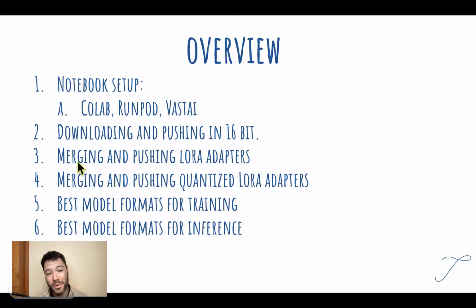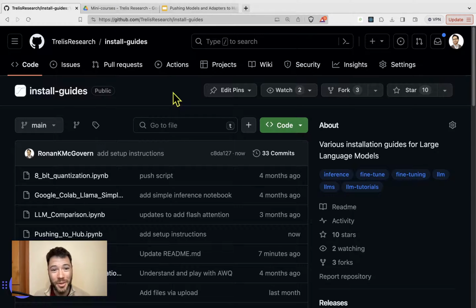Next, I'll go through the same process, but this time using LoRA adapters, so assuming you've done some LoRA training. Then I'll go through that again and show you how it works with quantized LoRA adapters. Then I'll talk a little bit about the best model formats, so what level of precision, 16-bit or 4-bit for training, and also what the best model formats are, such as EETQ or AWQ if you want to get fast and efficient inference. This tutorial has a notebook that you can get for free and follow along.